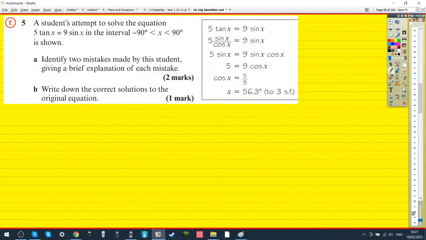Okay. Let's see this one. Identify 2 mistakes the student made. Write down the correct solutions. Let's just try to solve this and then we'll figure out what mistakes the student made. Any idea how we solve this? We have a mixture of tan and sine. Dividing by cos x. Is that right? Doesn't matter. Let's just try to solve it.